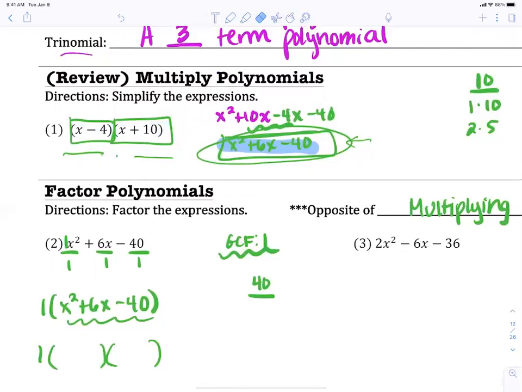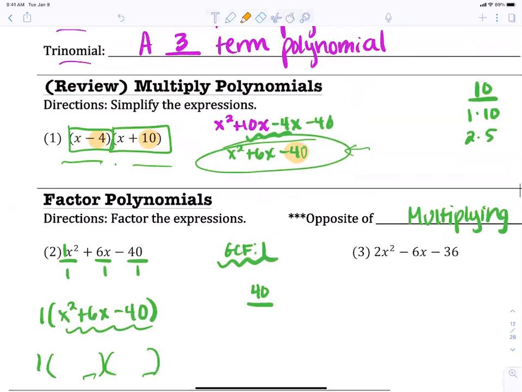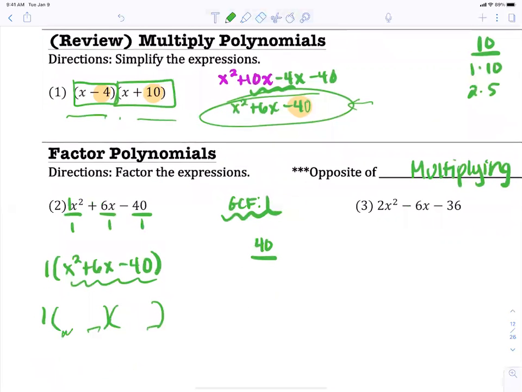If I look up here at that 40, well, 40 really came from one specific place. This 40 right here came from when I multiplied these 2 pieces together. So whatever numbers I put here and here have to multiply to give me 40. Whatever goes in this spot and this spot should multiply to give me this guy right here, which usually is the easiest part to tackle. Well, what gives me x squared? Well, x times x.